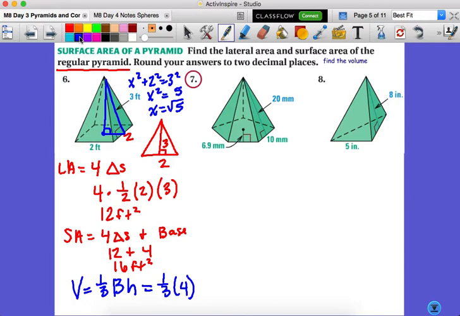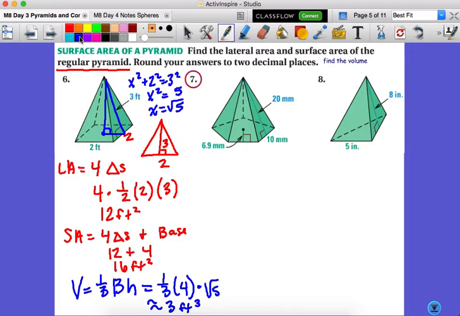And rather than rounding that, I'm just going to bring that information here, and then I'll round everything at the end. So 1/3 of 4 times the square root of 5 tells me that my volume is approximately 3 cubic feet.